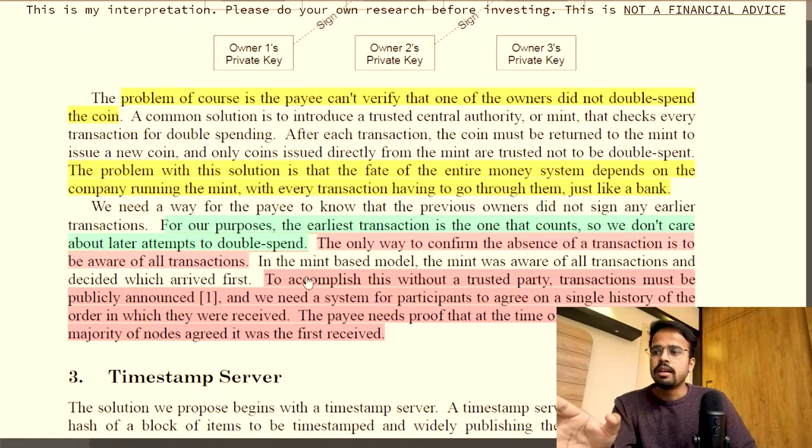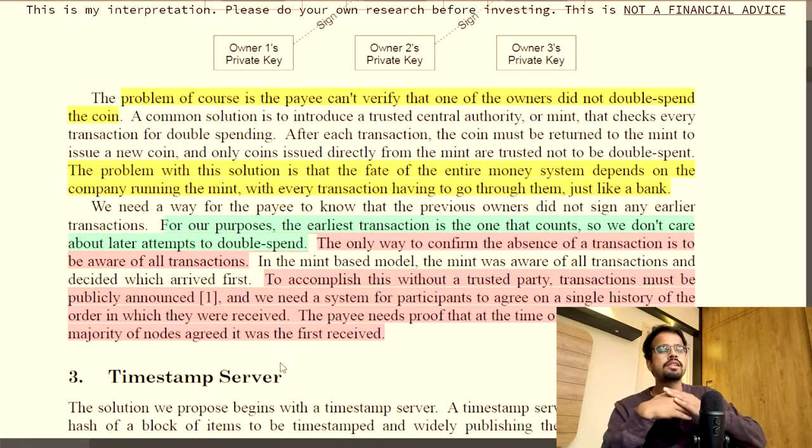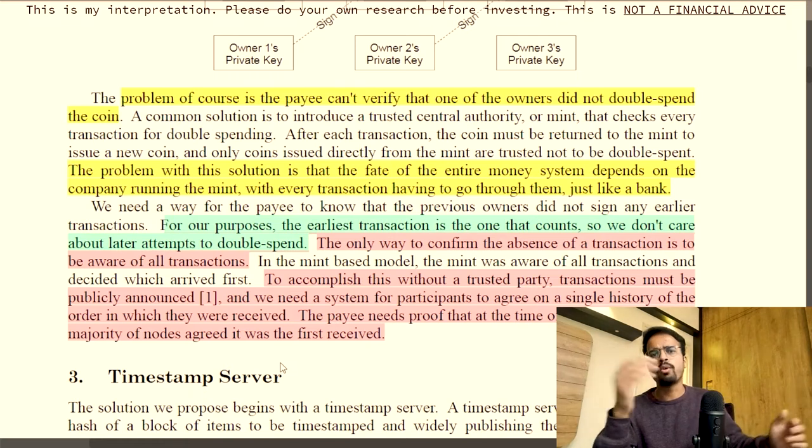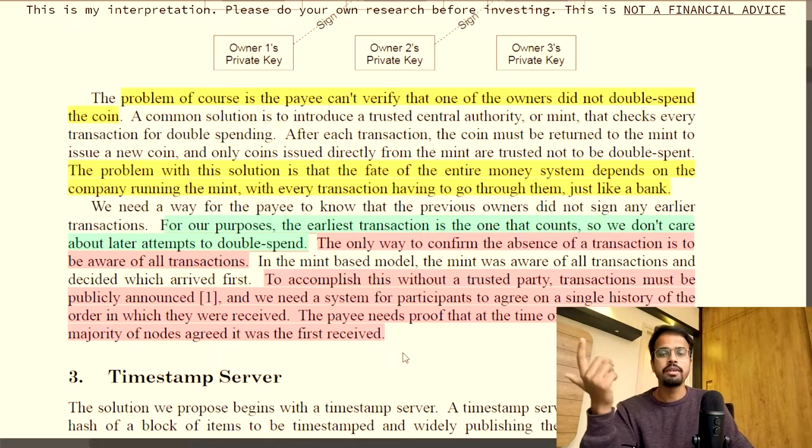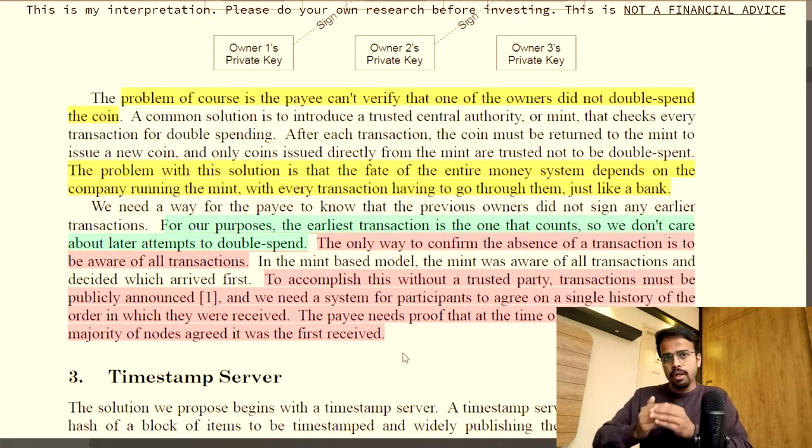To accomplish a system where we know all the transactions without having a trusted party, transactions must be publicly announced, correct? If transactions are publicly known, that means everyone knows about all the transactions which are happening in the network, so that is transparent. And we need a system for participants to agree on a single history of the order in which they were received. There are two things. Everyone knows about all the transactions, but if everyone is just publishing all the transactions, someone can publish fraudulent transactions as well.